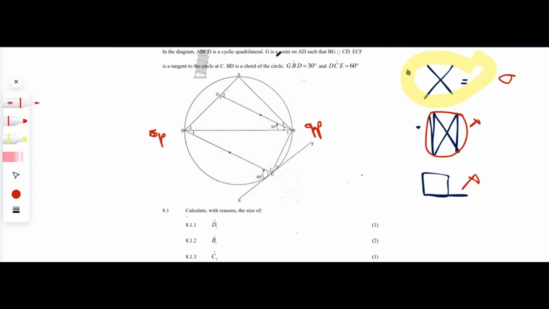Now, they tell us that G is a point in AD such that BG is parallel to CD.